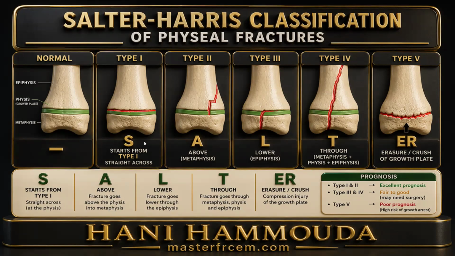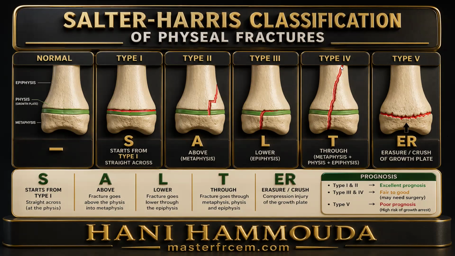Then type 2, A means above. So Salter, A, above. It means in the epiphysis, because the epiphysis is above, right? And the metaphysis is down. So if the fracture is above, in the metaphysis, it means type 2. L means lower. So if the fracture is lower, in the epiphysis, it means type 3.